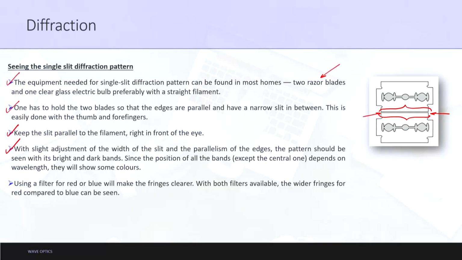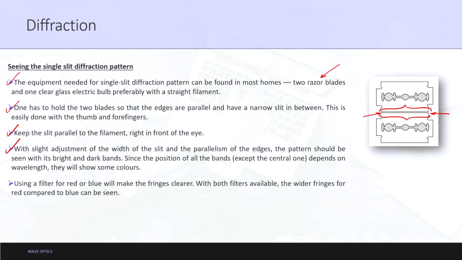Apart from these positions we will see consecutive dark fringes and bright fringes, but the consecutive bright fringes may have some color with them. Let me iterate this line again. With slight adjustment of the width of the slit and the parallelism of the edges, the pattern should be seen with its bright and dark bands. Since the position of all the bands depends on wavelength, they will show some colors here.